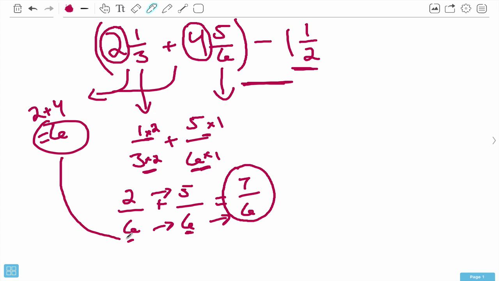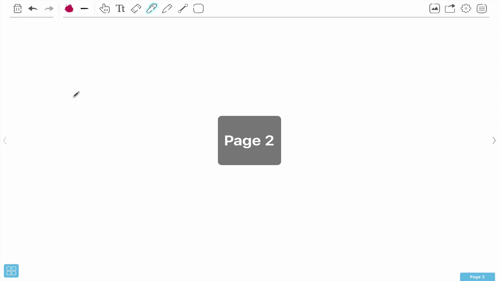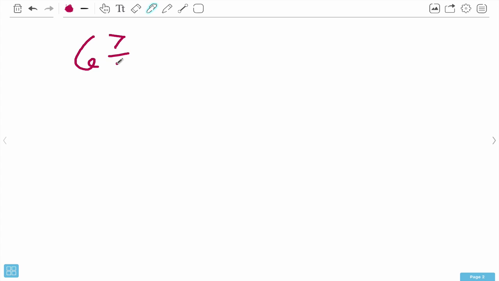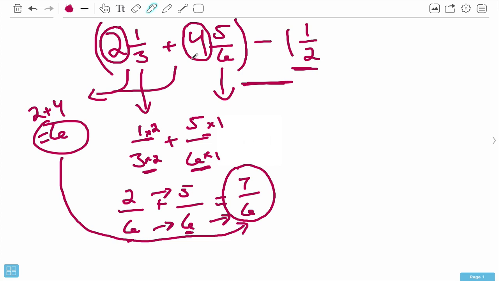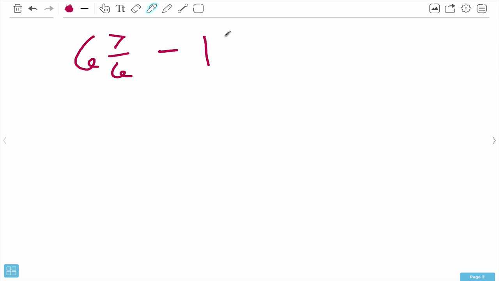So we'll have, do it up here, 6 and 7 sixths, or I'm sorry, minus 1 and 1 half. So again, we can take care of these whole numbers. We can drag them out here. So 6 minus 1 is 5.